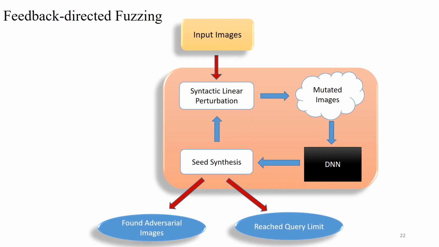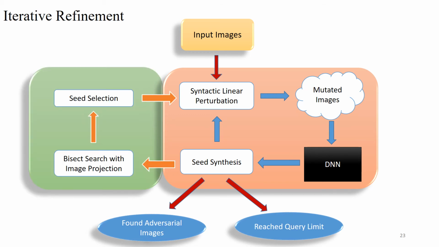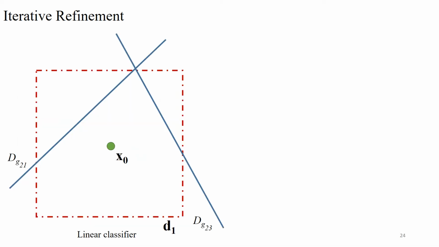Through feedback-directed fuzzing that I have just introduced, DeepSearch can effectively find adversarial examples. Once adversarial examples are found, DeepSearch uses iterative refinement to further reduce the L-infinity distance of adversarial examples. First, let's look at the case of linear multi-class classifiers.